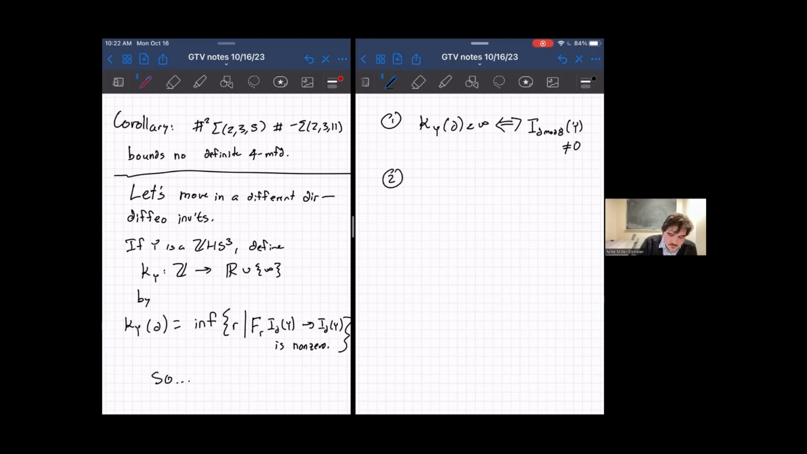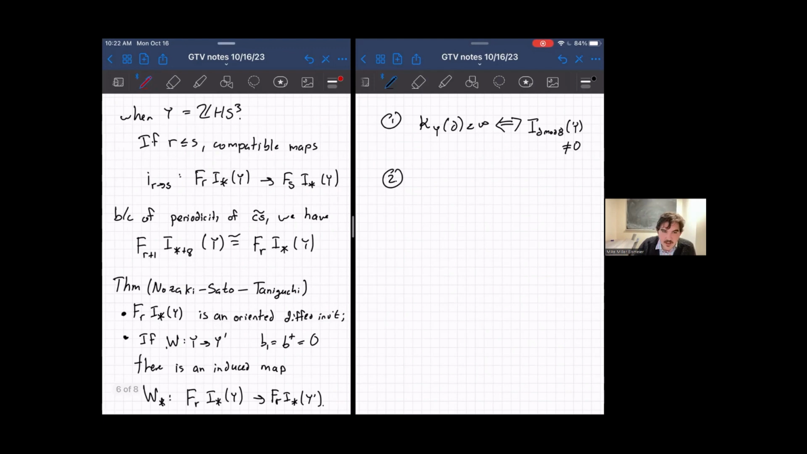The second basic property of this invariant relates back to this periodicity I mentioned earlier. If you just run with the definition for a bit, you find that what that periodicity gives you is that kappa y is, in a sense, periodic. If you shift its input, the output shifts predictably. Kappa y of d plus 8 is kappa y of d plus 1. And finally, this is a diffeomorphism invariant.